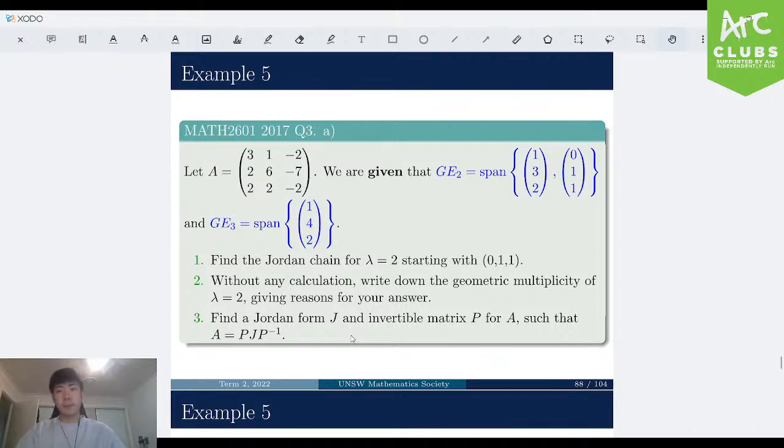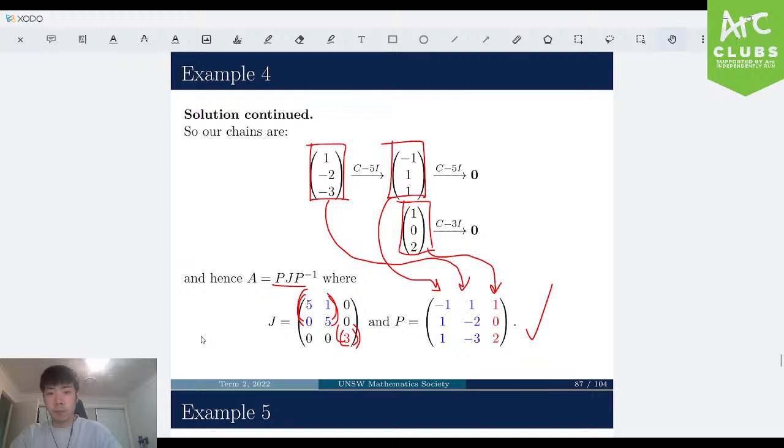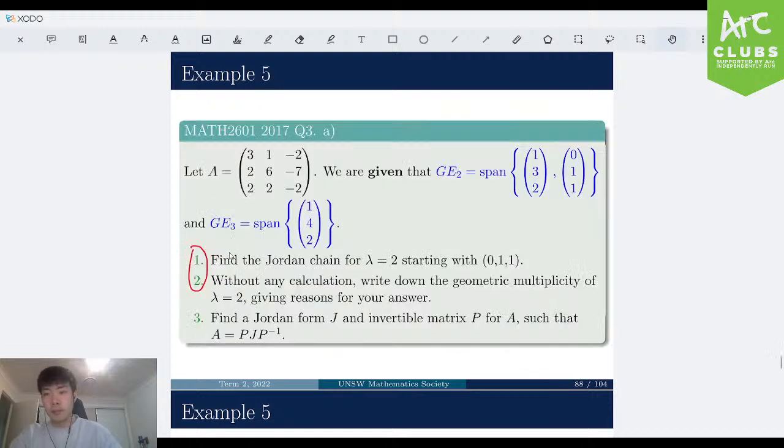Now example 5 is another construction of a Jordan matrix. I will go through 1 and 2. I will leave 3 for you to read yourself, because it's really just the exact same process as what we did right here. So let's just go through 1 and 2.